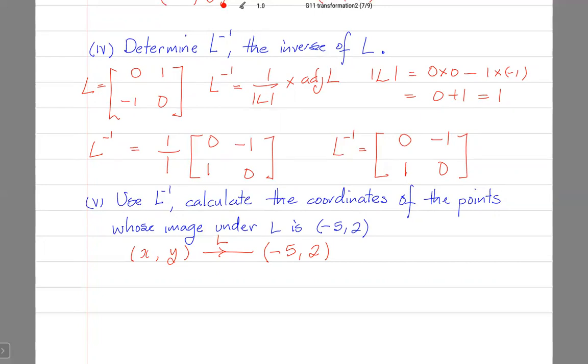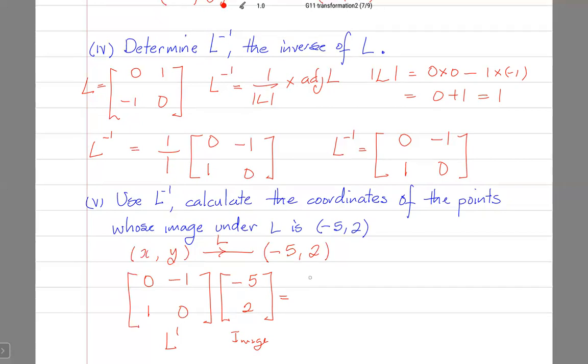So to find out what X, Y is, I have to multiply L prime, which is 0, minus 1, 1, 0, by this point, which is minus 5, 2. Listen, this is L prime. So if L took it to minus 5, 2, L prime will take it back. So I just simply multiply L prime by the point to get back the original coordinate. This is the image. And when I apply L prime to the image, I will get back the object.